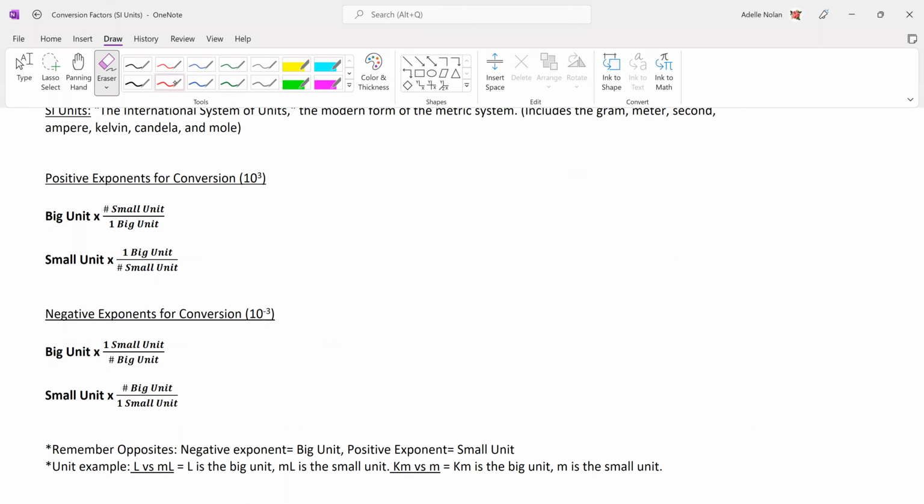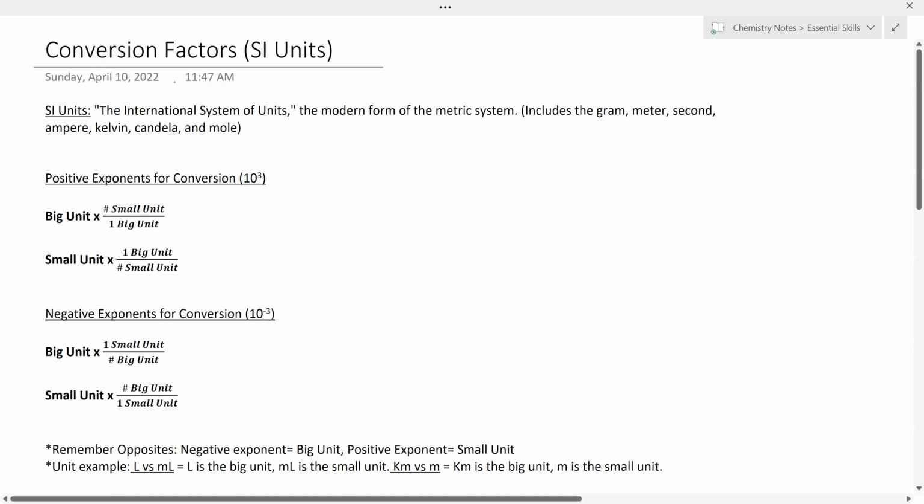Okay, and so there are some rules I've come up with that help me remember things, because the conversion took a long time to figure out: where does the number go and why? So here we have positive exponents for conversion. This is when you're using 10 to the third, 10 to the fourth, whatever number you're using to convert. When it has a positive exponent, this is what you want to do.